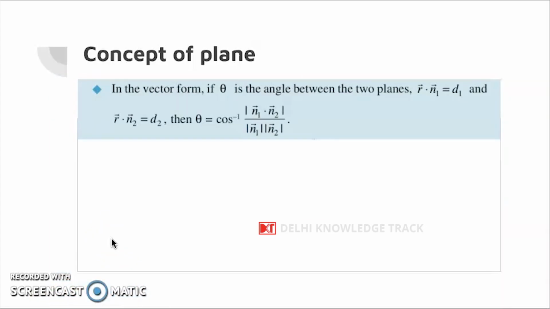In vector form, if the angle is between two planes with equations r·n1 = d1 and r·n2 = d2, then the angle between these two planes will be given by using their normal vectors. So cos theta will be equal to the dot product of n1 and n2 divided by the magnitude of n1 into magnitude of n2.